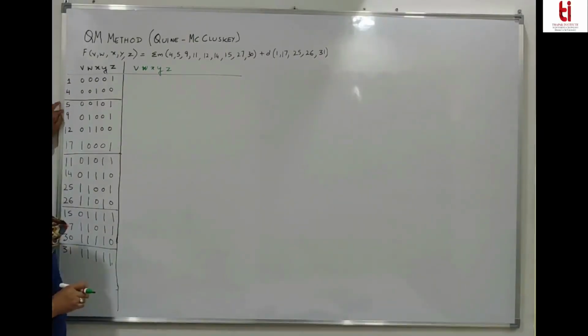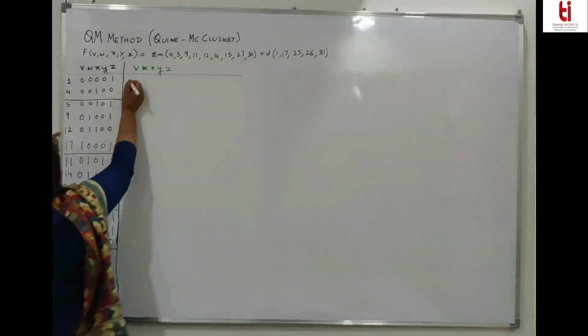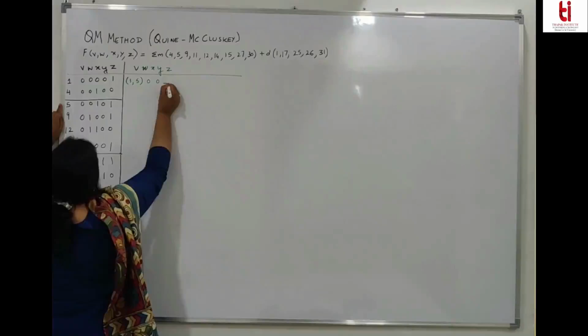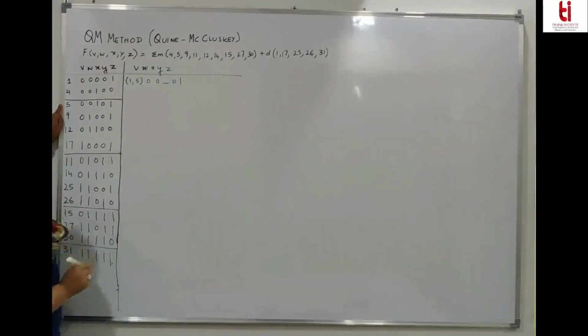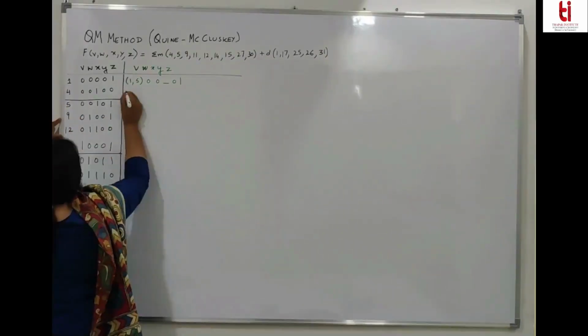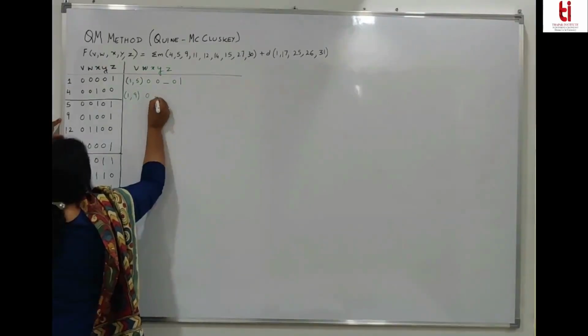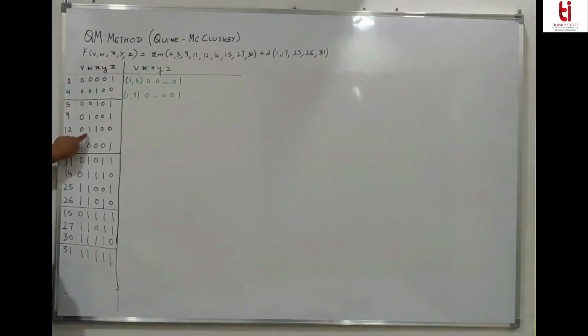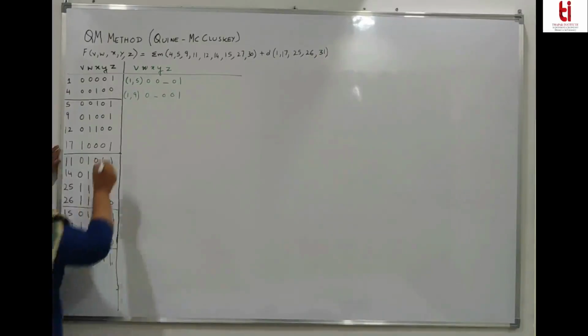So can you group 1 and 5? Yes. You can see that only this bit is changing. So if you group 0, 0, this bit is changing. So the bit which is changing, put a dash there. Okay. 1, 5. 1, 9. Yes. You can see that this bit is changing. 1, 12, no, because this bit is changing, and this bit is changing. 1, 17, yes.